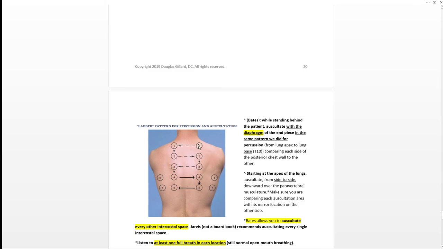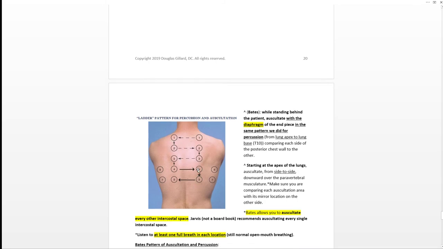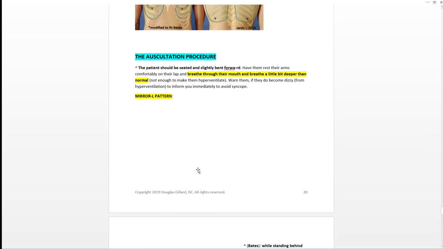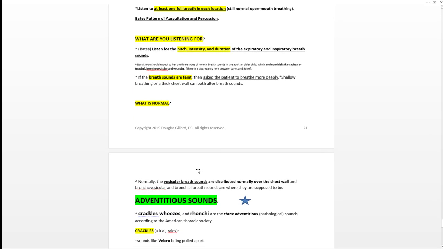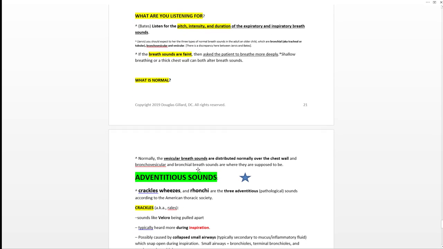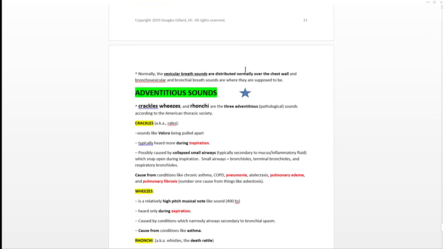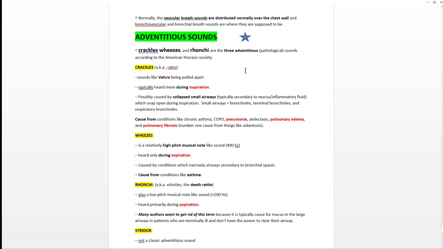If you do that and listen to 1001, 1002, 1003, switch, and repeat that pattern, you will hear the sounds quite nicely. What are you listening for? The pitch, the intensity, the duration. Basically, that's nice, but what are you really listening for? You're listening for abnormal sounds.